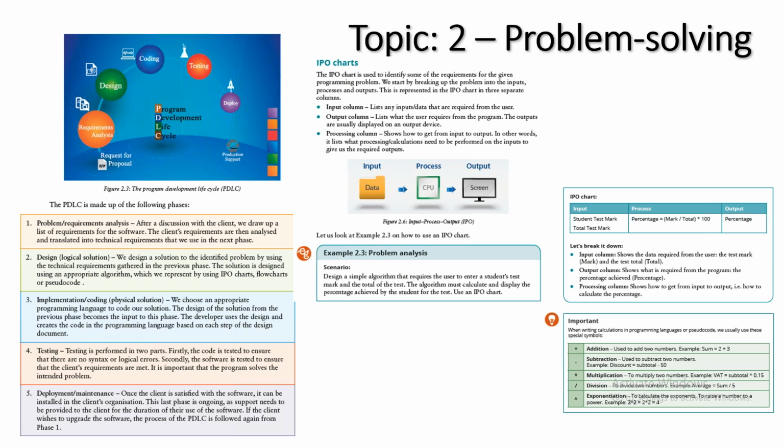Very important in topic 2 is for students to understand what IPO charts are: how do you take a problem and break it up into your inputs, your processes, and your outputs. Here as well, in our screenshots, we show exactly how we give a student a scenario, and then show them what the IPO chart can look like. And then we always have what we call a "let's break it down" section, so there's always an explanation for each of the new concepts being introduced.